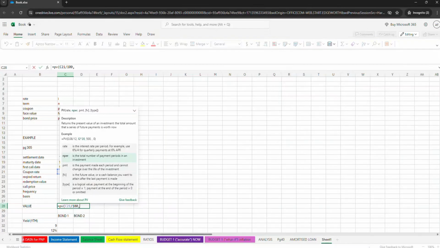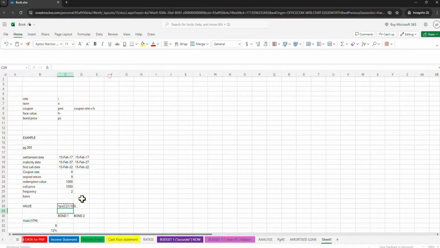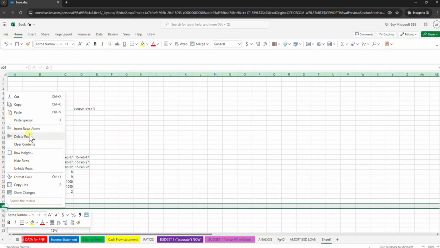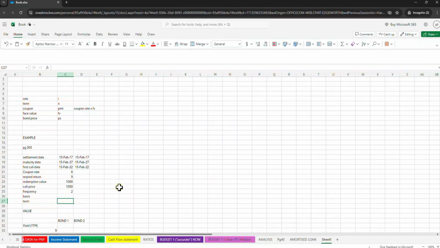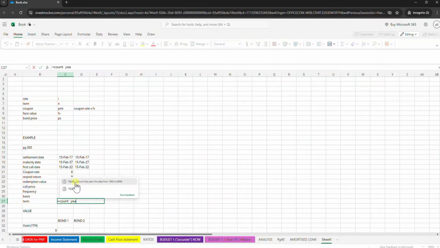All right, so if I'm working out the number of years, let's think about this. Can I use a date function? Possibly, but then I'll need to do that separately. Okay, let's do that separately. Okay, let's just delete that for now. Let's just put in the n. Okay, we're going to add another calculation here. All right, so the term, we want the number of years. I think you can do this. Count returns the year of a date. No, that's not the right function.